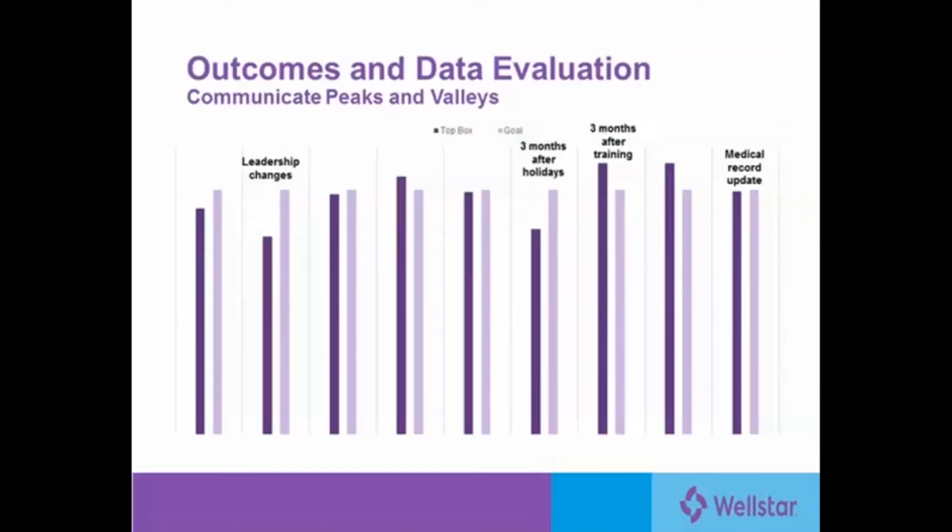So, outcomes and data evaluation: we have made sure to really communicate the peaks and valleys to our team. These are our actual results, and you can see on here that we've had several things happen. The lavender line, the lighter purple line, is the goal that we had set, and the first thing that we encountered was some leadership changes that really impacted our follow-up efforts and our complaint resolution process. You can see further down the line, we knew that the scores coming in 3 months after the holidays might be impacted. We had prepared our team for that, and they were significantly impacted.